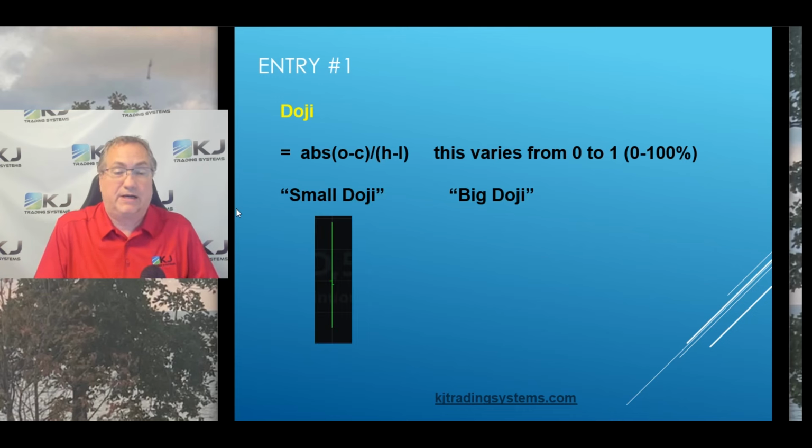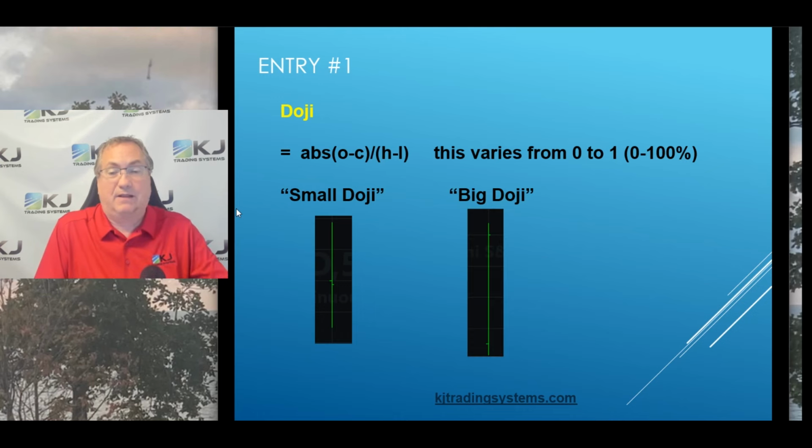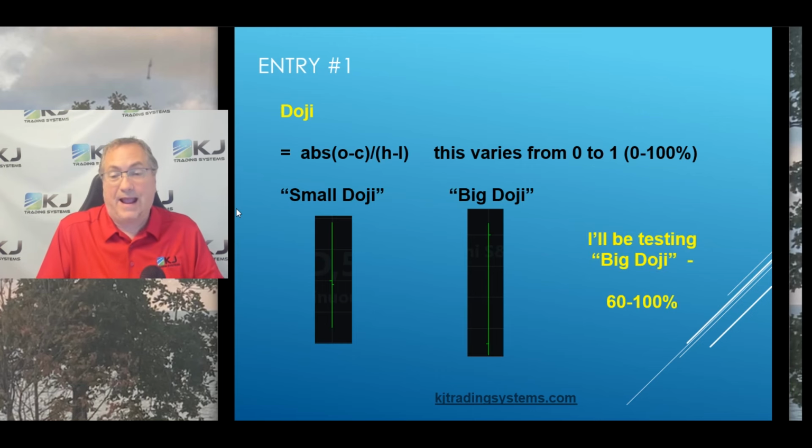And in a small doji, it looks like the chart on the left, where the open and close are very, very close together. Big doji just means there was a lot of movement in that. So technically, people would say, well, that's not really a doji because the range is so big. But for the test I'm running here, we're just going to call it a big doji, okay? And I'm going to be looking for open to close ranges of 60 to 100%. Okay, so we're looking for big movement here.